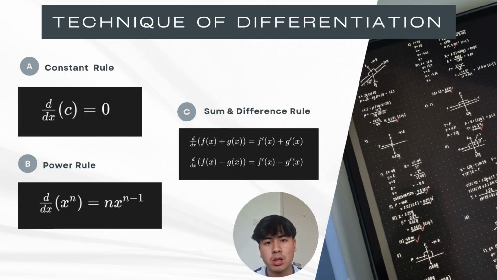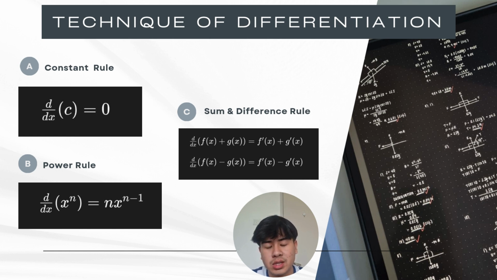For this part, I'm going to talk about the techniques of differentiation. The techniques of differentiation consist of 6 rules, which I will explain, 3 parts each, in the slides. So first is the constant rule, where the formula is d over dx of a constant is equal to 0. The second one is the power rule, which is d over dx of x to the power of n is equal to n x to the power of n minus 1.